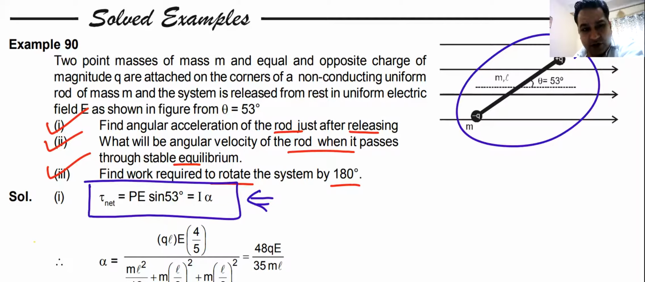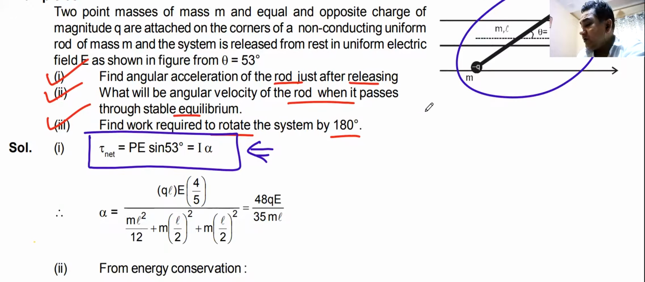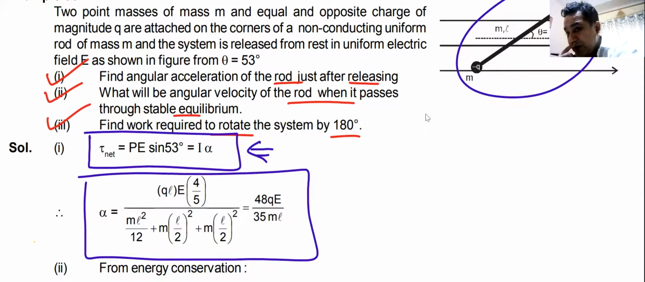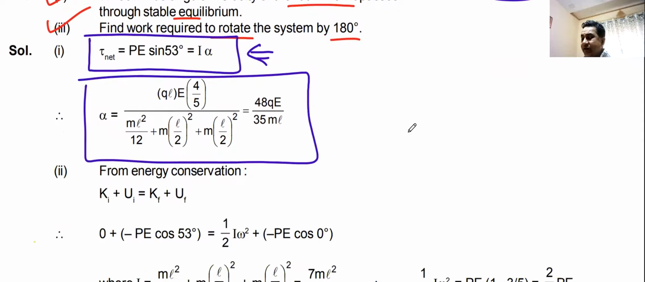One is ml square by 12 about the center. Other is 2m into L by 2 whole square. To find out the moment of inertia, you should be able to find out the value of alpha, and this is the value of alpha. Everyone got this answer? Yes or no? Please raise your hands. Torque is equal to I alpha. Great, Vishnu.